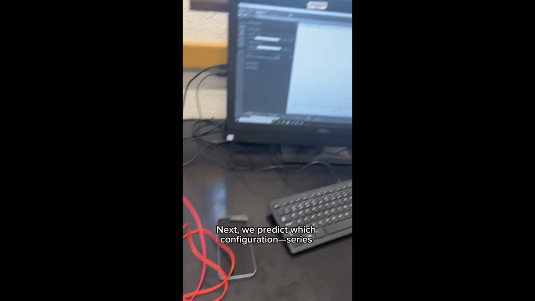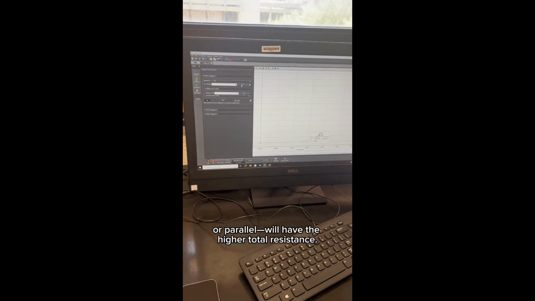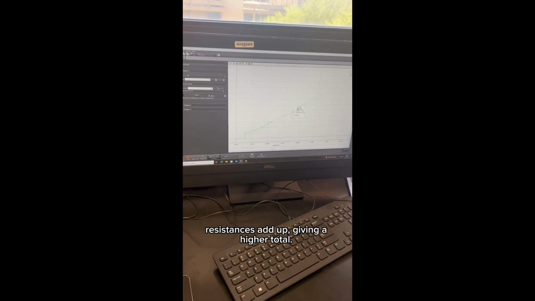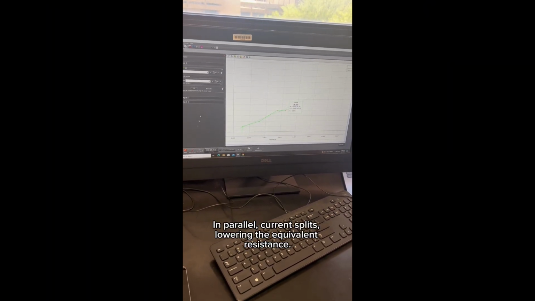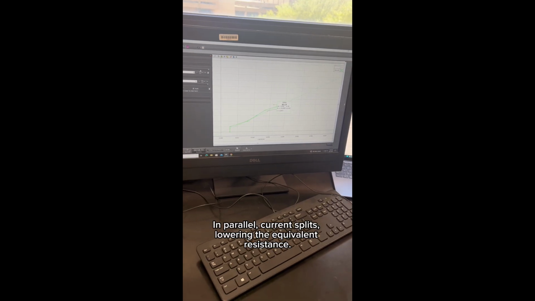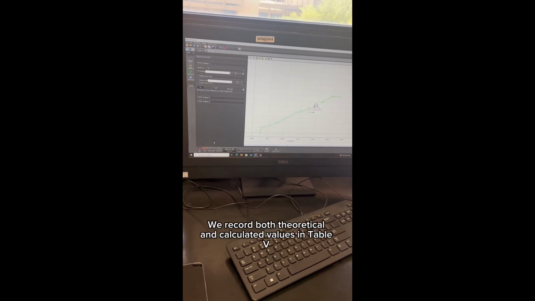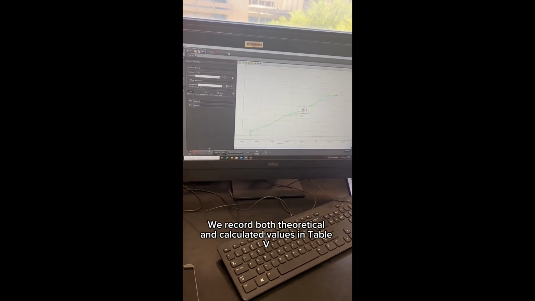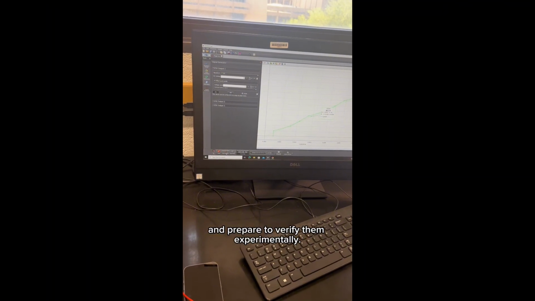Next, we predict which configuration, series or parallel, will have the higher total resistance. Since current must pass through every resistor in series, resistances add up, giving a higher total. In parallel, current splits, lowering the equivalent resistance. We record both theoretical and calculated values in Table V and prepare to verify them experimentally.